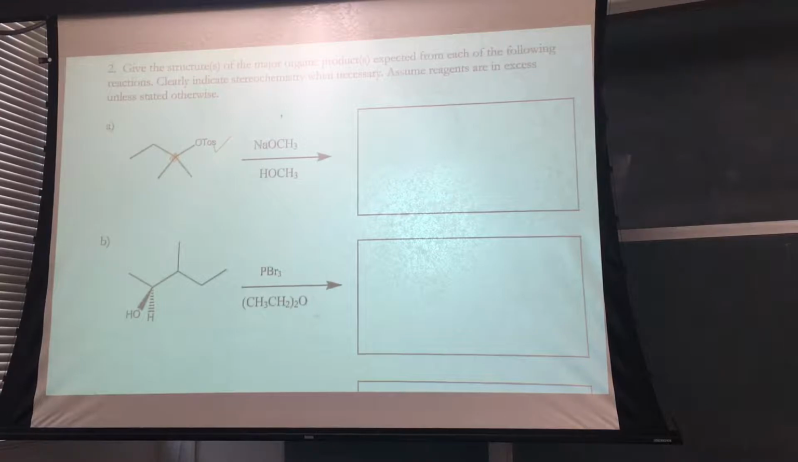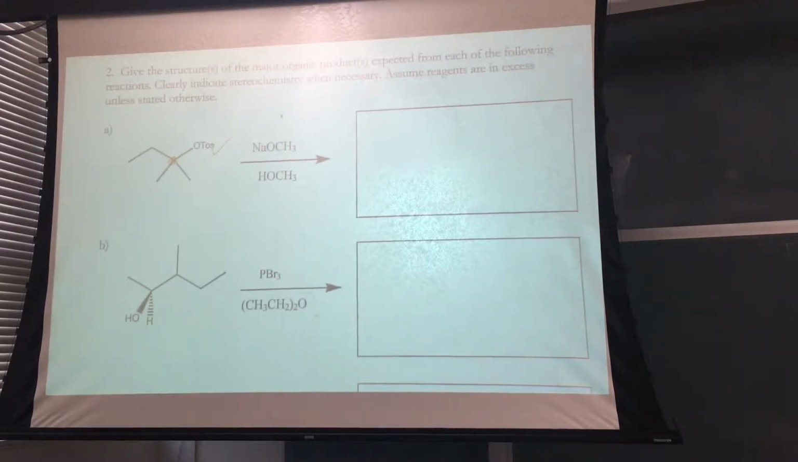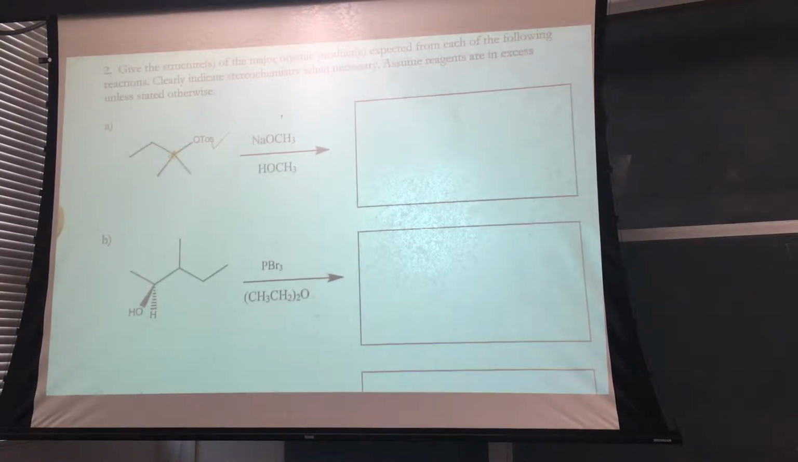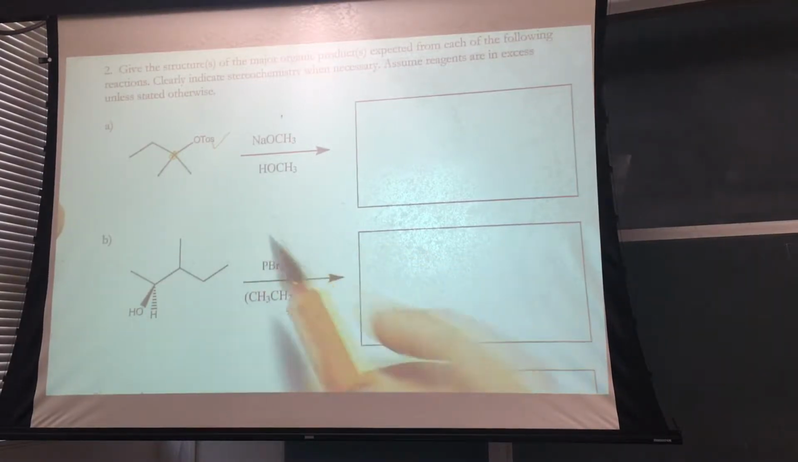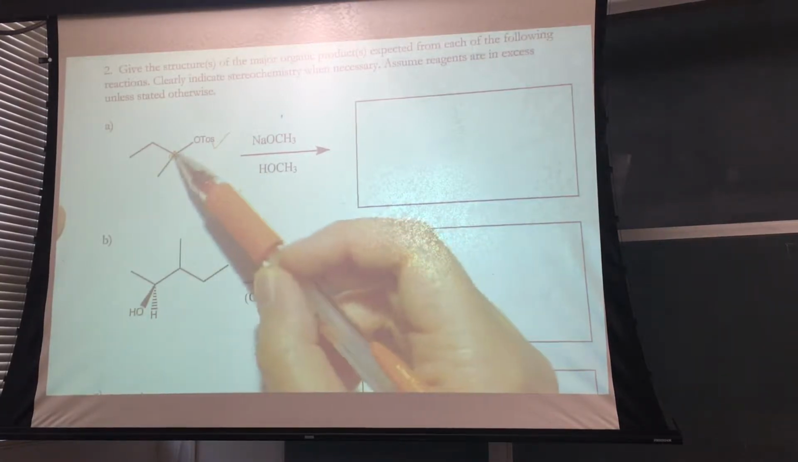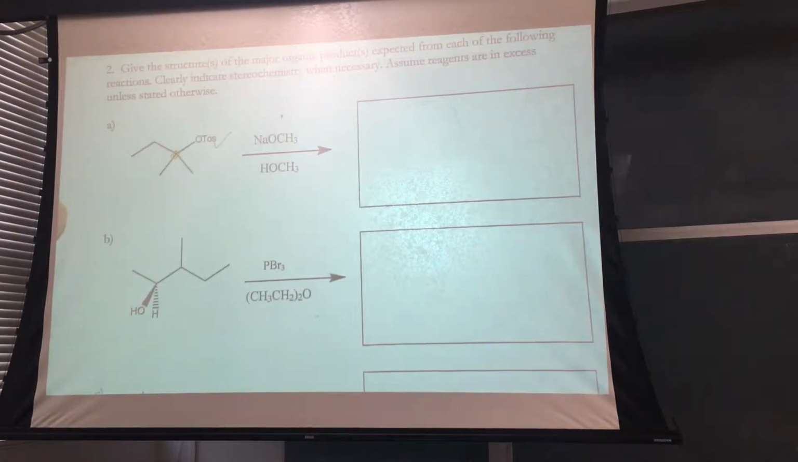Okay, the first one, how do I think? I probably told you guys that you need to identify if it's a table question or not. This one is a table question because I have a good leaving group on a carbon. And for me, this one is similar to alkyl halide.